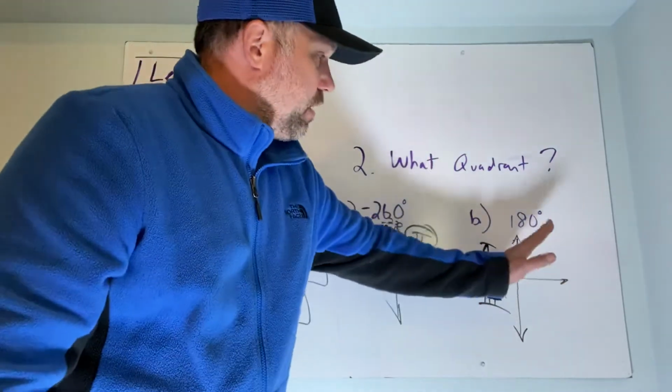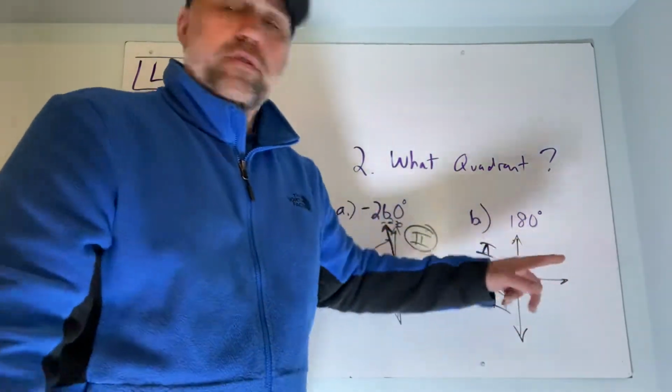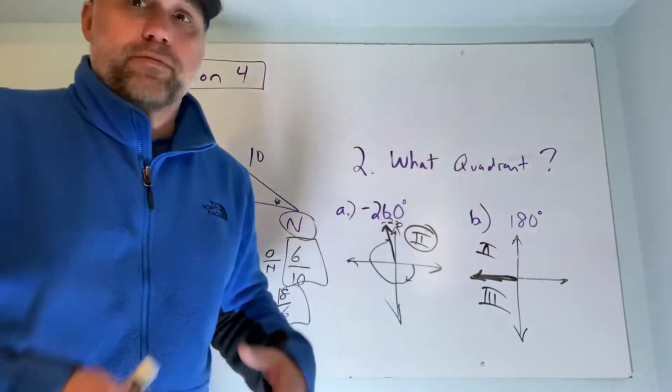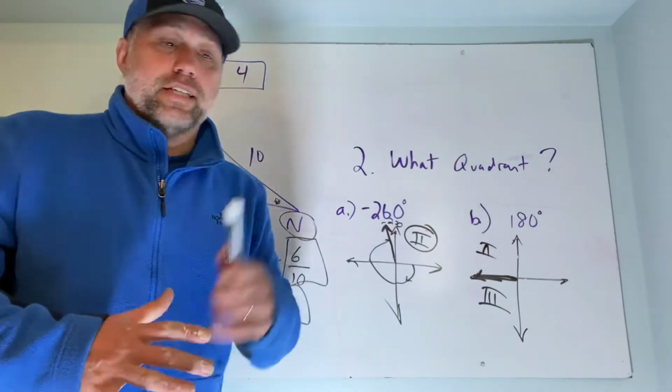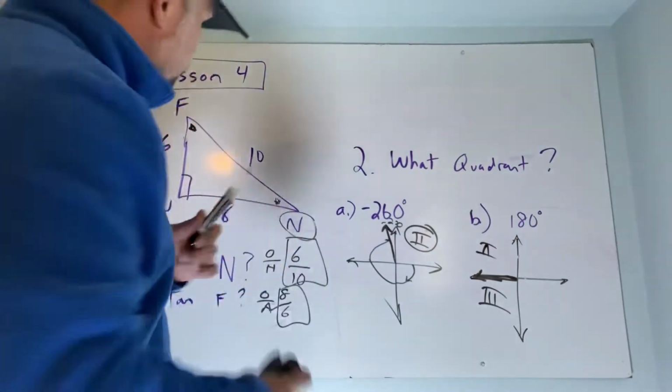So 0, 90, 180, 270, call it 360 over here as well. They're all what we call quadrantal angles. They don't actually lie in a quadrant. They just make up the boundaries of the quadrants. All right. So there's our warm-up.